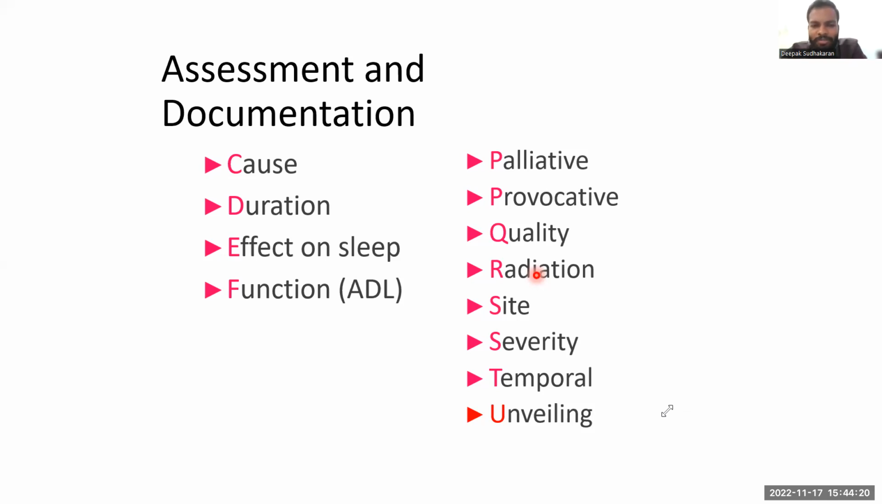What is the duration? Does it affect their sleep? And does it affect their activities of daily living? With this pain, are you able to do your household work? With this pain, are you able to do your job, etc.? So ADL means activities of daily living. That is going to the toilet, doing some kitchen work, doing your home chores, and things like that. For ease of remembering, there is a certain mnemonic which you can remember.